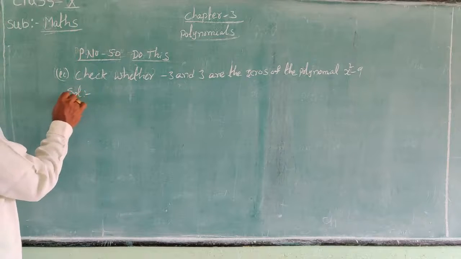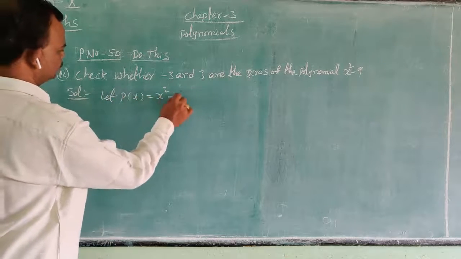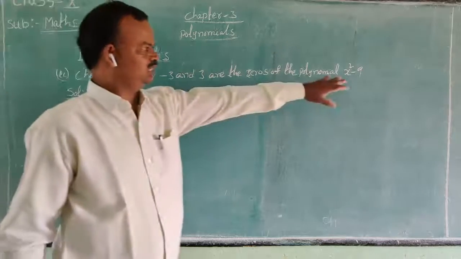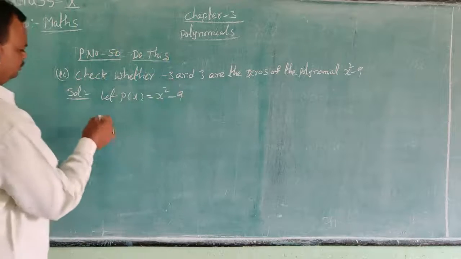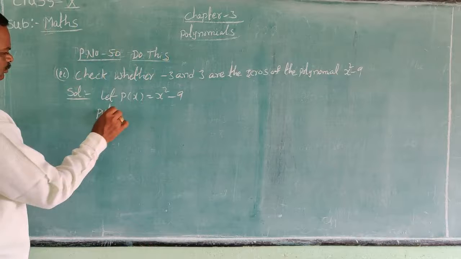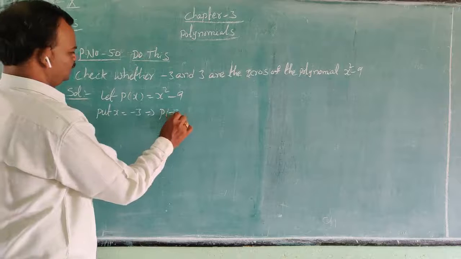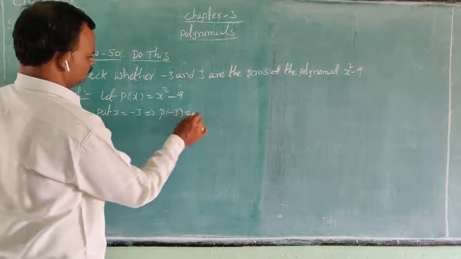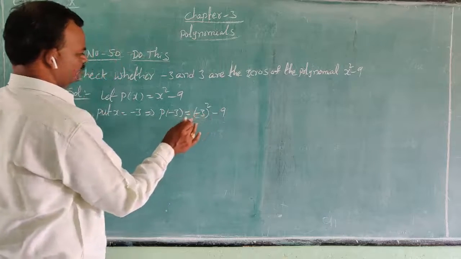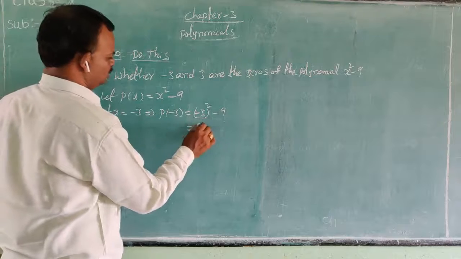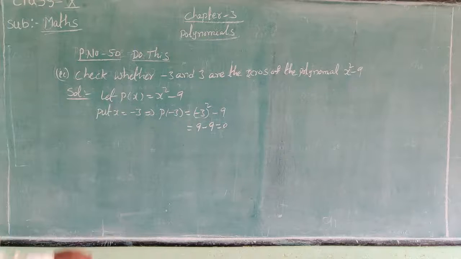Here the solution is, the given polynomial is x square minus 9. We are substituting these two values. Put x equal to minus 3. It implies P of minus 3 is equal to minus 3 whole square minus 9, plus 3 square, 3 3s are 9, minus 9 is equal to 0.